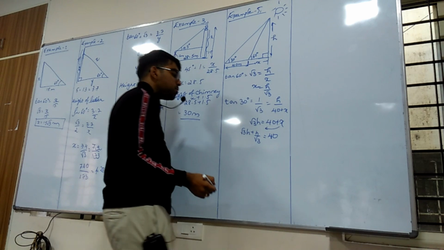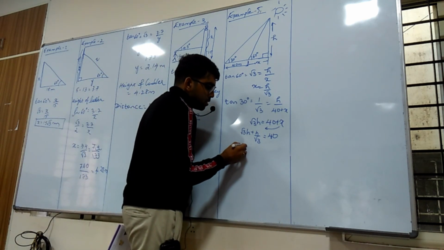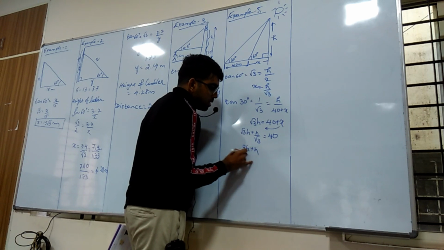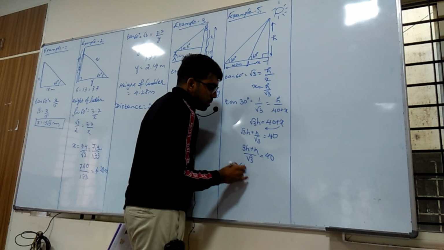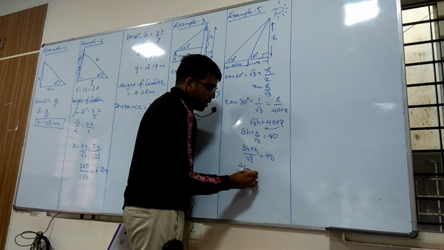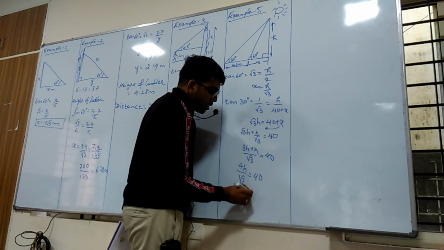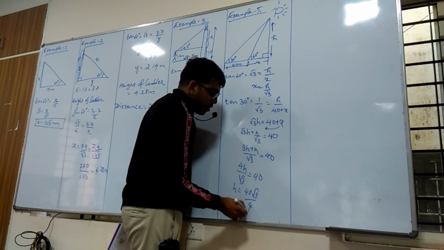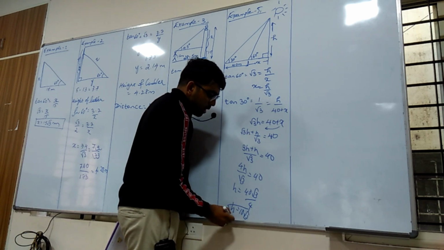Correct? Take out the LCM. 3h minus h divided by root 3 is equal to 40. So 2h by root 3 is equal to 40. So h is equal to 40 root 3 divided by 2. So h is equal to 20 root 3. Root 3 value is given?